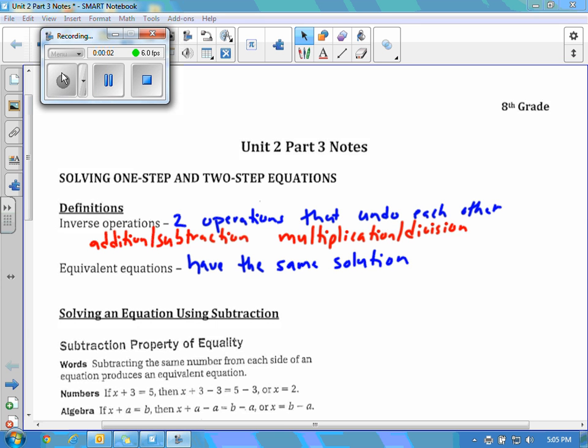Audience graders, in Unit 2, Part 3, we are talking about solving one-step and two-step equations. You'll notice that the notes are 2 pages front and back, so they are pretty long. I'm letting you know right now in advance that if this is something you remember well from last year and you want to try to just fill out the whole note page without watching the video, that's totally fine. You will have to grade the note page though.